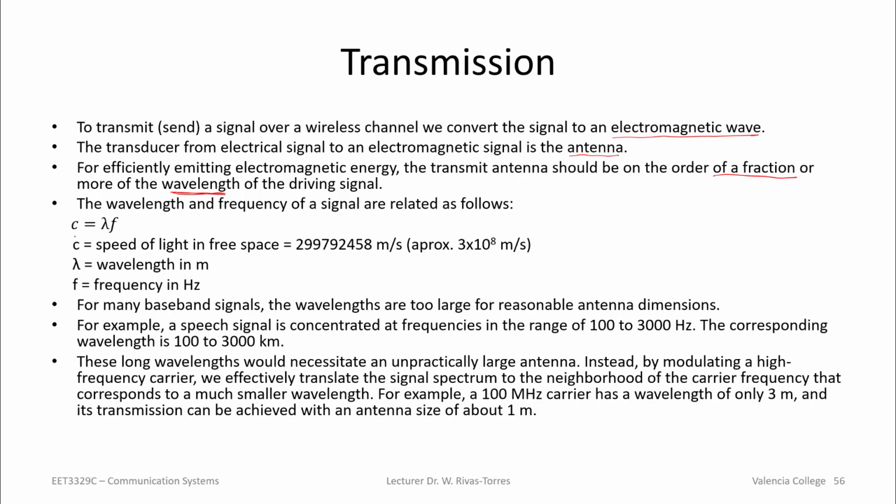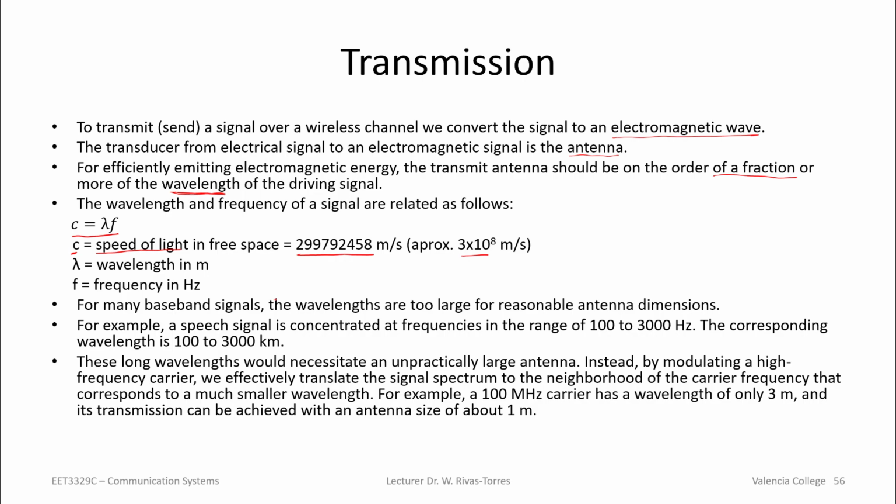Okay, so here's our formula. c equals lambda times f. Lambda is the wavelength, and f stands for frequency. Now c is the speed of light in free space, which is this really long number. If you want to memorize it, go ahead. Or in many of our hand calculations, we just use 3 times 10 to the 8, and the units are meters per second, which is a speed. So that's the speed of light.